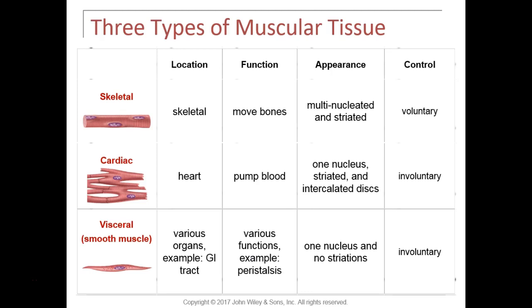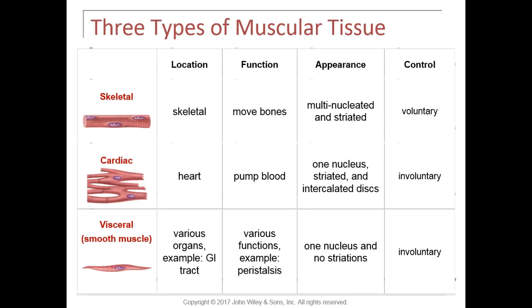For instance, the smooth muscle around your stomach is involved in contracting and relaxing to churn up the food in your stomach and thus pass that food into the rest of the gastrointestinal tract. Same thing in the small intestine. It moves the food items through your gastrointestinal tract.